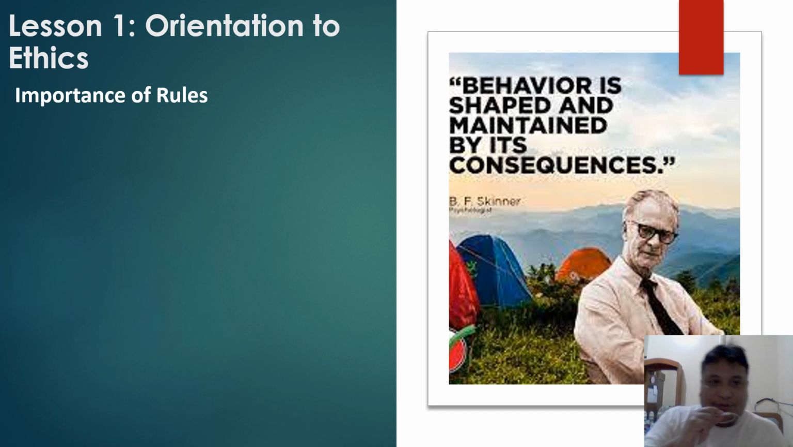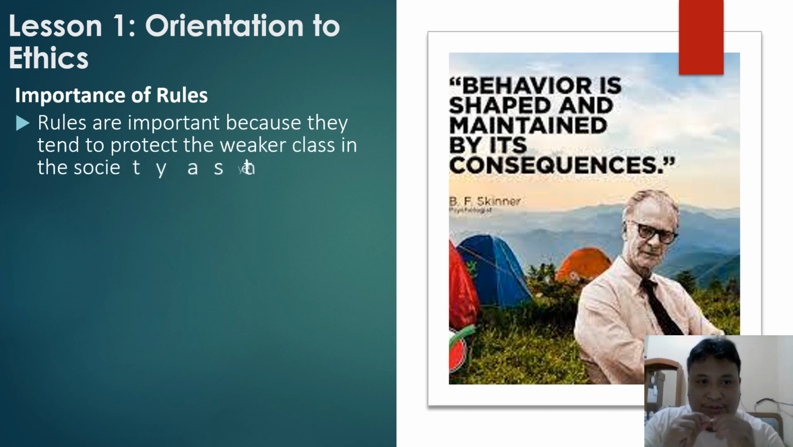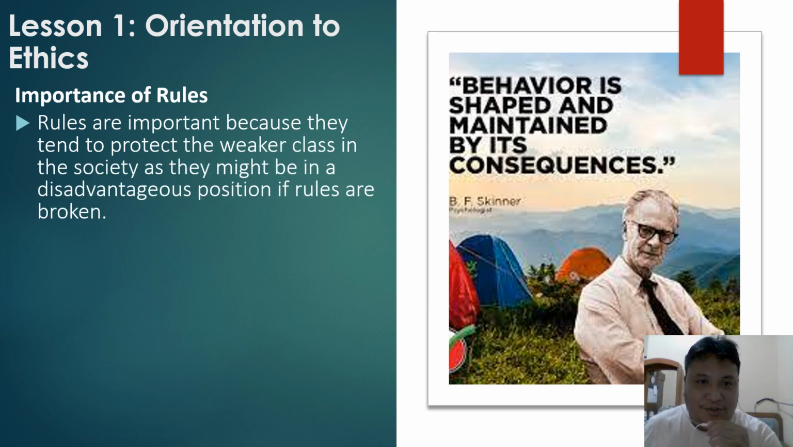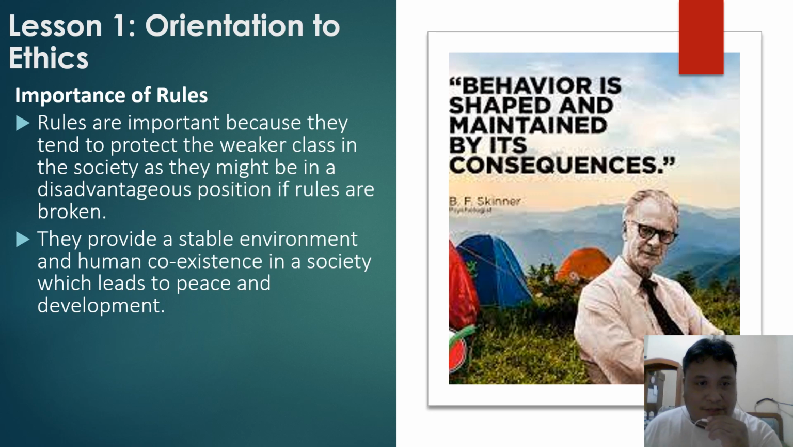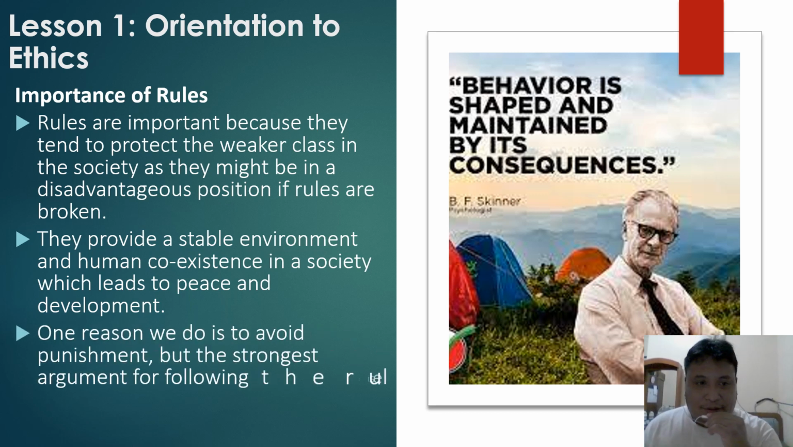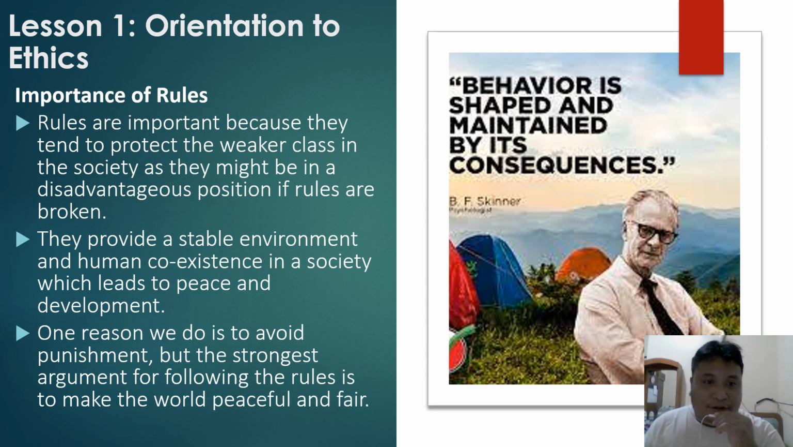So, the importance of rules. Rules are important because they tend to protect the weaker class in the society, as they might be in a disadvantageous position if rules are broken. Next, they provide a stable environment and human coexistence in a society, which leads to peace and development. Another reason is to avoid punishment.